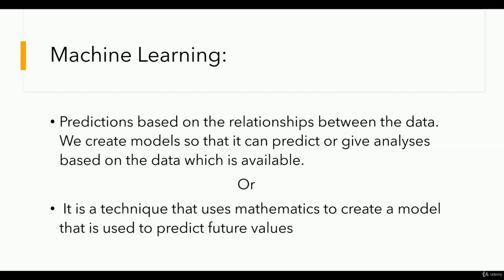Now, what is machine learning? Prediction based on the relationship between the data. We create a model so that it can predict or give analysis based on the data which is available. The data which we feed to the model, it can give the results or predict the results based on that data. So the more data, the more efficient our product will be.